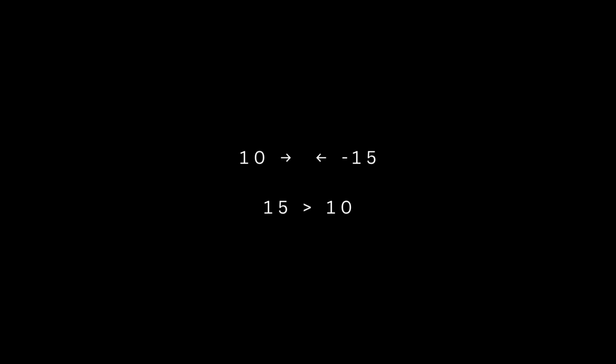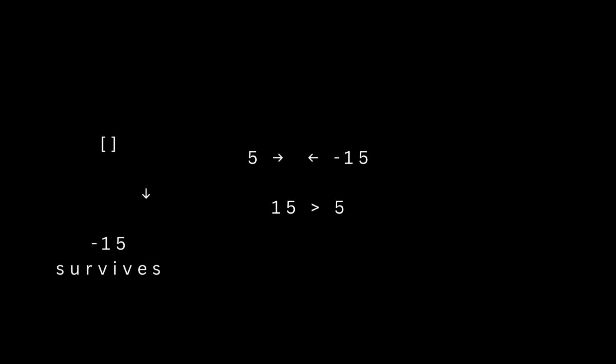But what if the incoming asteroid is bigger? Suppose the current asteroid is negative 15. Now 15 destroys 10, so we pop 10 from the stack. But we're not done yet. The 15 is still moving left, so it could collide with the next asteroid in the stack. So 15 also destroys 5, so we pop 5 as well. Now nothing is left to collide, so the negative 15 survives and gets pushed into the stack.